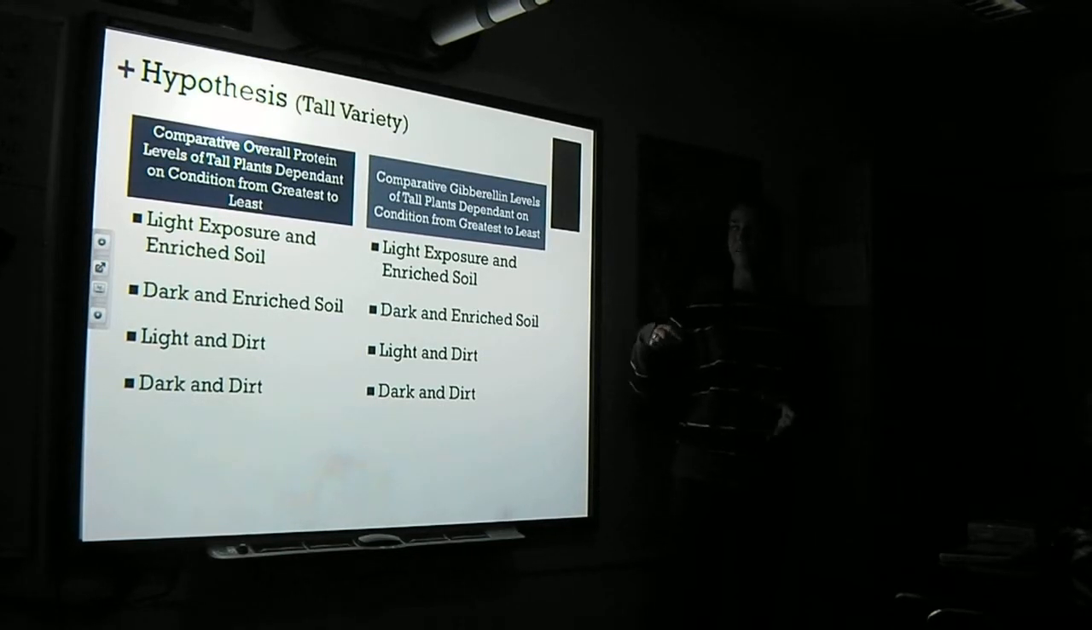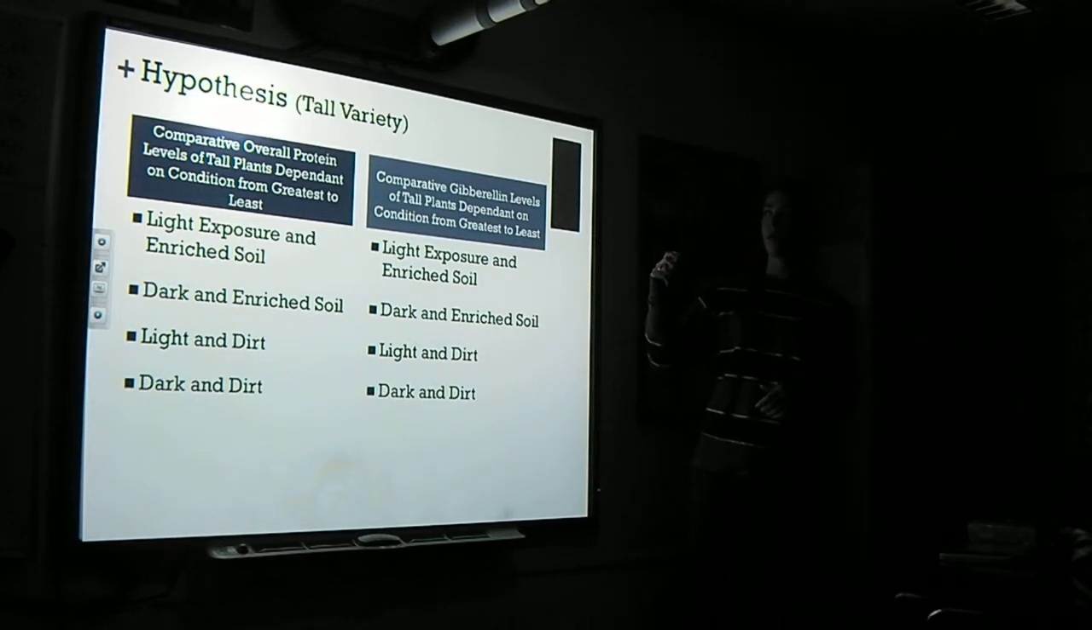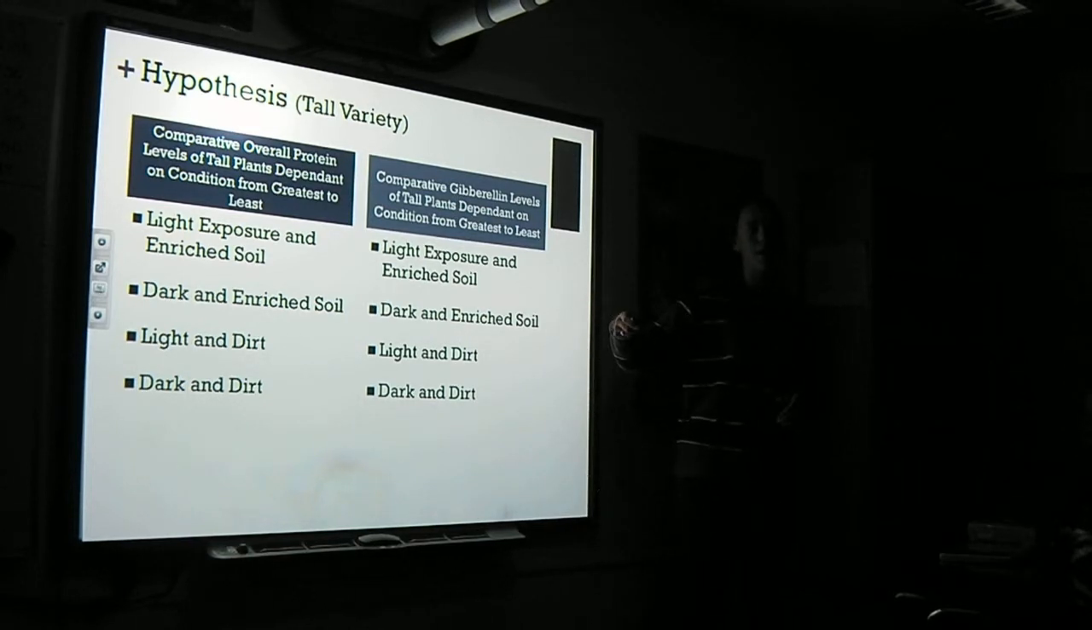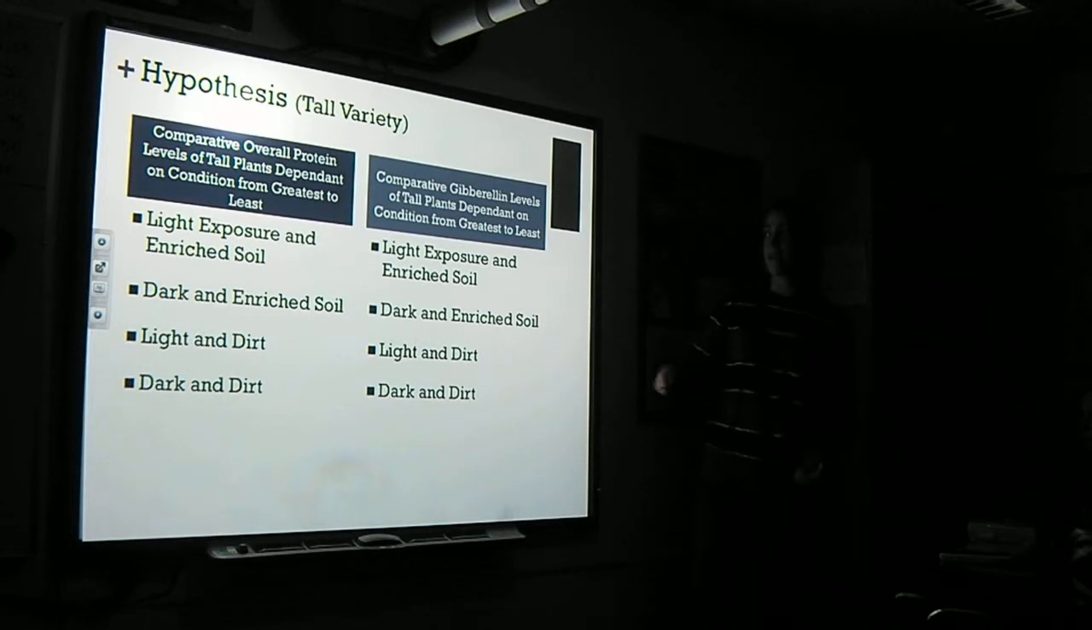So my hypothesis, I have sort of 2 different hypotheses based on the tall and the dwarf variety. So for the overall protein levels, it's not a quantitative amount because I don't really have any idea what the spectrum is. But in comparison, I conjecture that the plant that is exposed to light and has enriched soil will have the highest protein levels, and then the next highest will be in the darkness with the enriched soil, and then the light and the dirt, and the dark in the dirt. And the same goes for the comparative gibberellin levels, and this is for the tall plant.